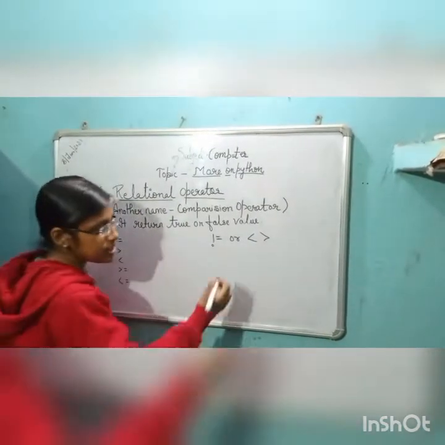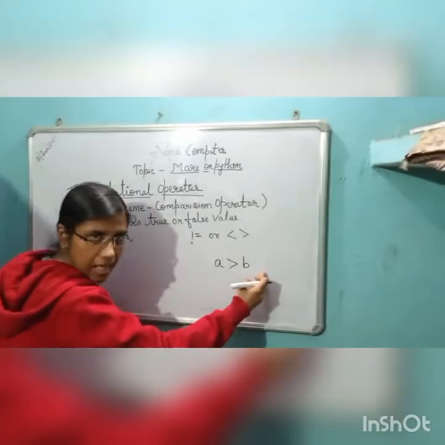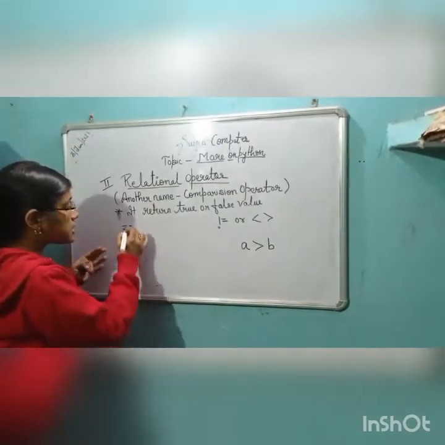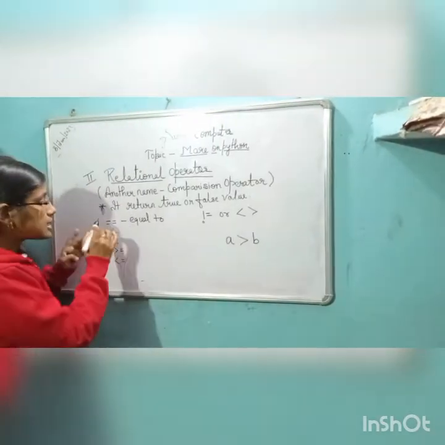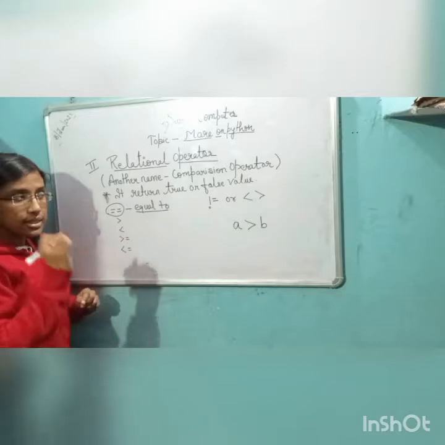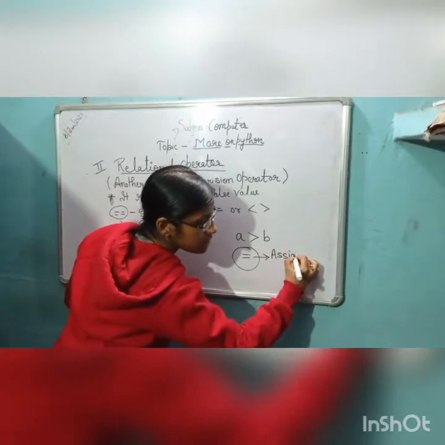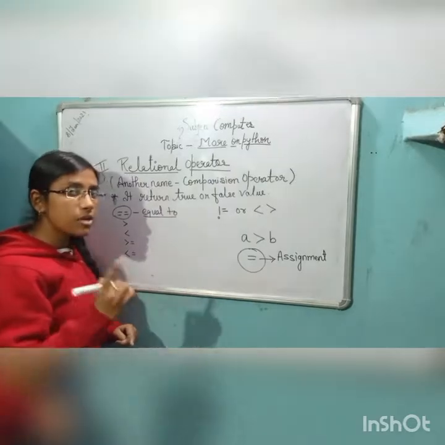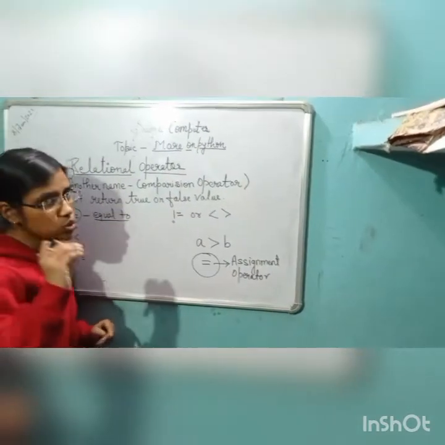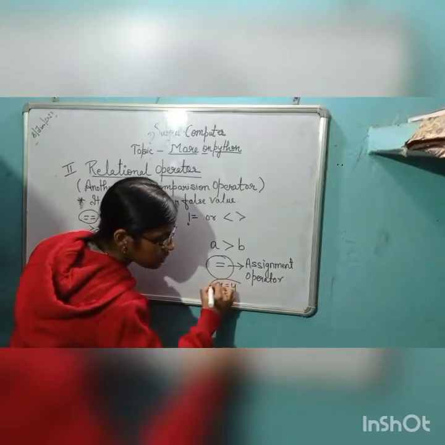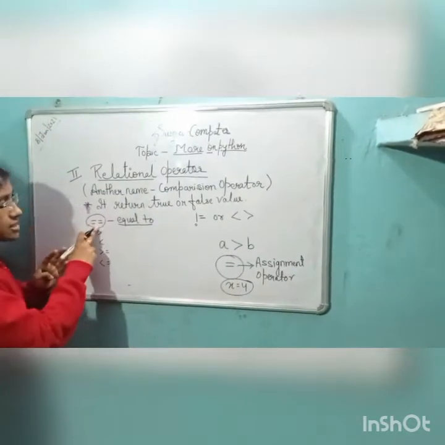Suppose we have two variables, say A and B. So we can use a relational operator like A is greater than B to compare these two values. This one is the equal to operator. In Python, this double symbol denotes the equal to operator and single equal to is the assignment operator. We have learned about this in our previous chapter. What it does, the assignment operator assigns a value to the variable. For example, x equal to 4. So this is the use of the assignment operator. But if two objects are equal, then this symbol is used.